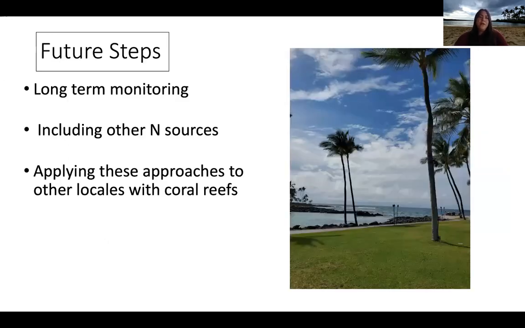And future steps with this project would be long-term monitoring, including other nitrogen sources in other areas, and really applying these approaches to other locales with coral reefs and SGD as their main input. So looking at other islands as well.